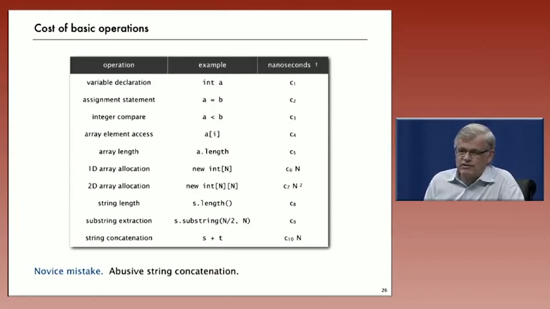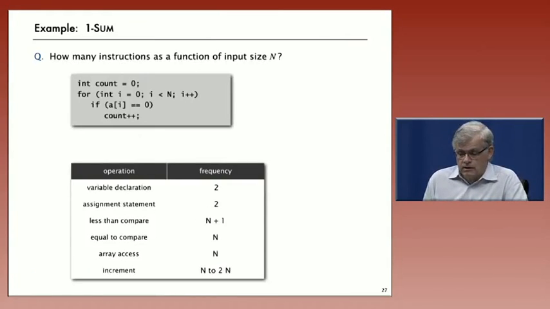Other operations depend on the system implementation. And an important one is string concatenation. If you concatenate 2 strings, the running time is proportional to the length of the string. And many novices programming in Java make the mistake of assuming that that's a constant time operation when it's not. All right, so that's the cost of each operation.